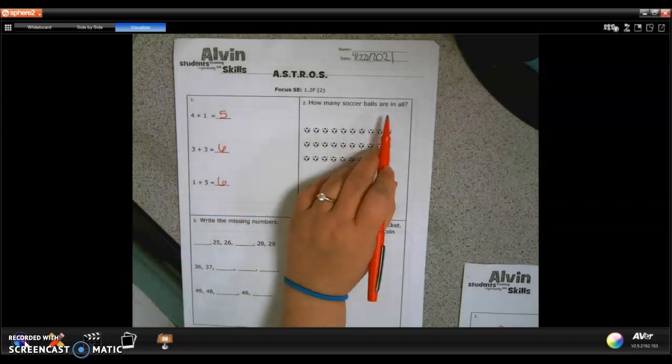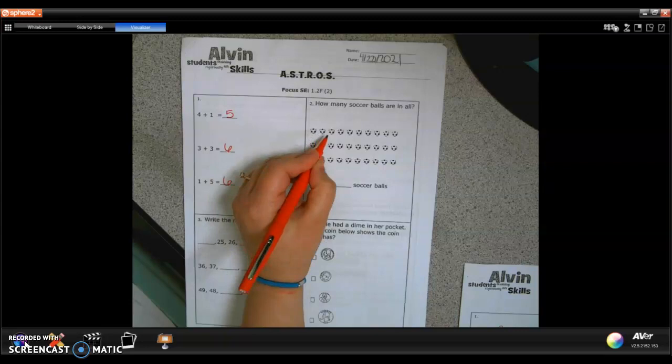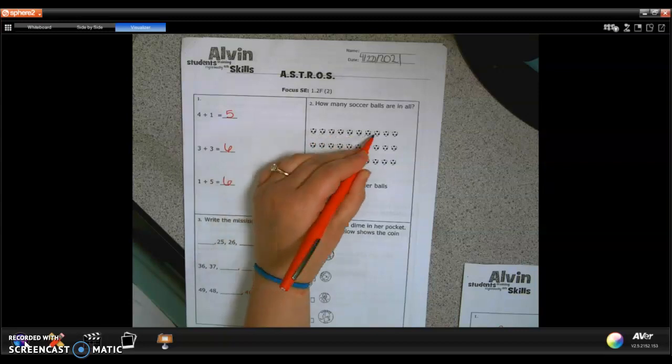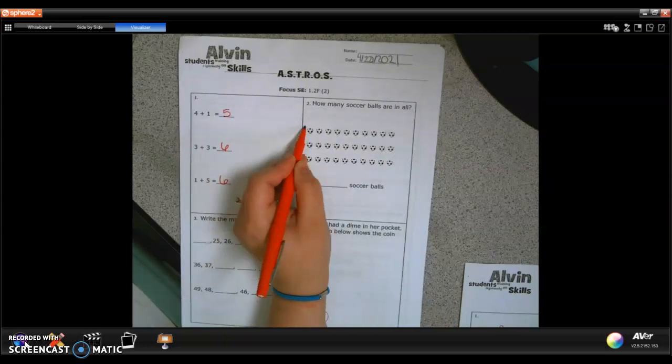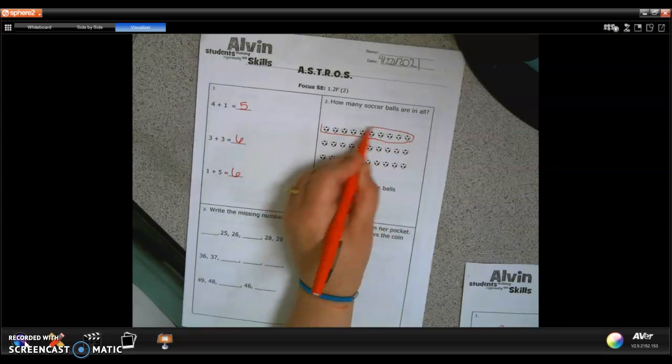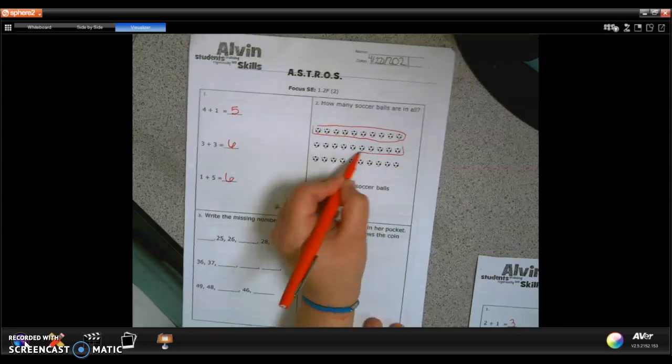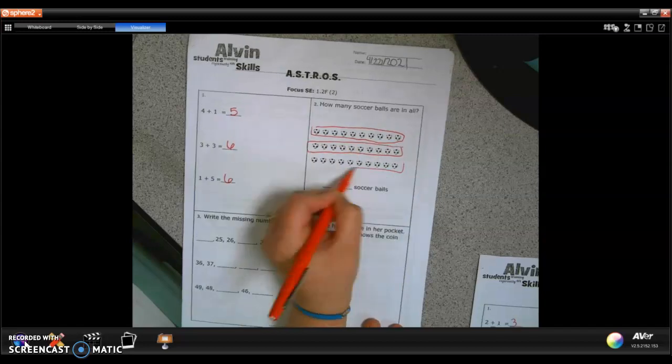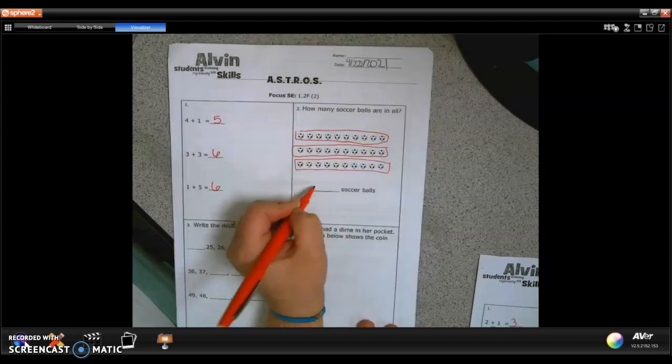How many soccer balls are there in all? Okay, well I see 1, 2, 3, 4, 5, 6, 7, 8, 9, 10. So I know each of these is a group of 10, so I'm going to put a ring around it. 10, 20, 30.